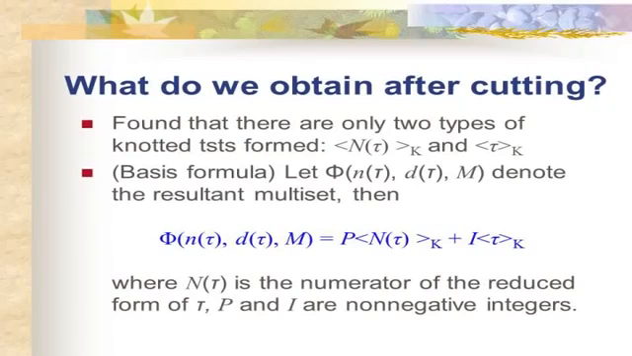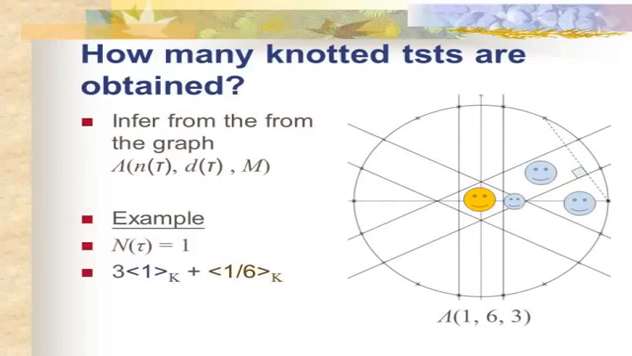So our problem is that we found there are in fact only two types of knotted TSTs formed, with twist turns n tau and tau. n tau is the numerator of the reduced form of tau. We call the number of knotted TSTs of twist turn n tau p, and that of twist turn tau i. So our problem is to find the numbers p and i, which are non-negative integers.